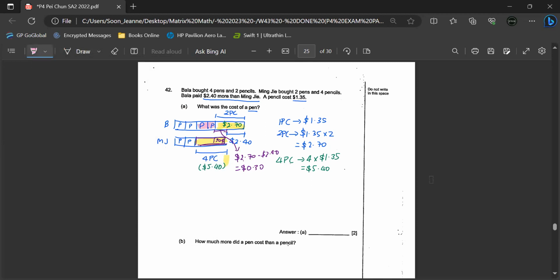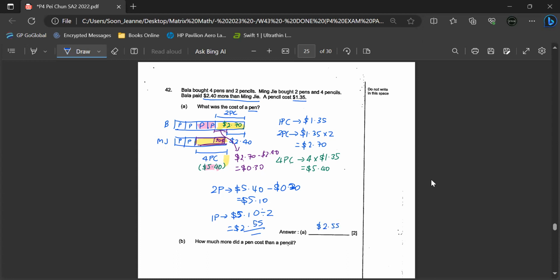Okay, this part. So we take 540 minus away 30 cents to find 2 pens. Okay, 540 minus away 30 cents. So 2 pens will cost $5.10. So if you look for 1 pen, $5.10 divided by 2, your answer is $2.55. So 1 pen costs $2.55.